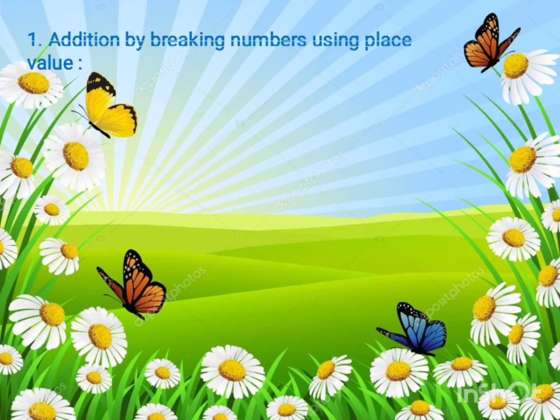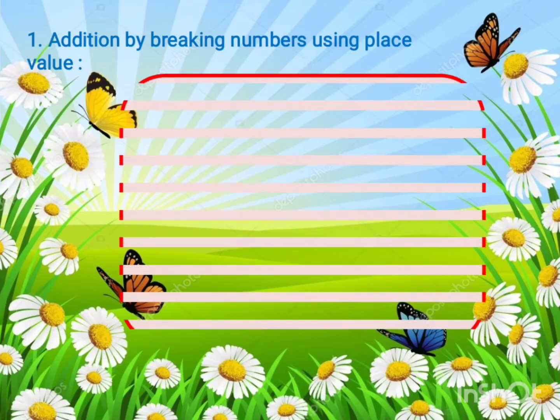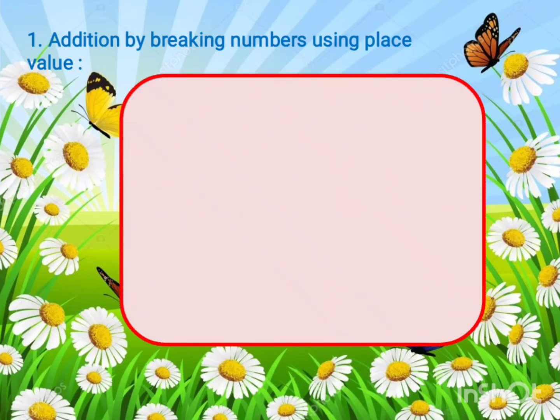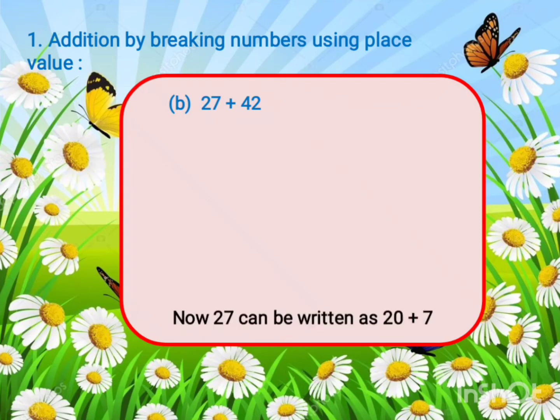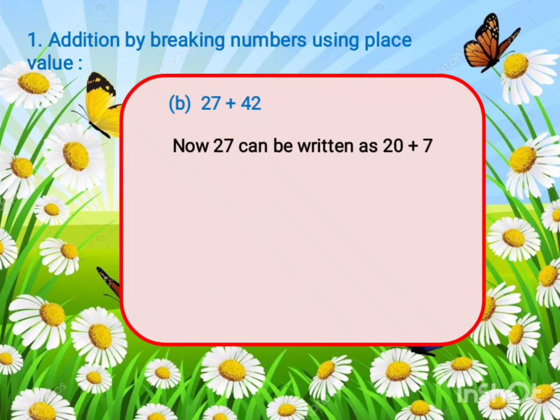Now let us revise the steps with one more example. In the given example, 27 plus 42, let us regroup both the addends into tens and ones. Now 27 can be written as 20 plus 7 and 42 can be written as 40 plus 2.